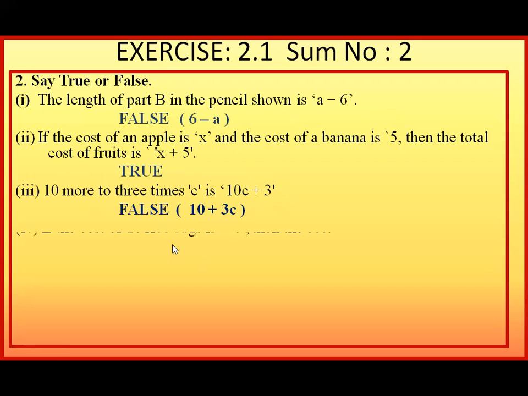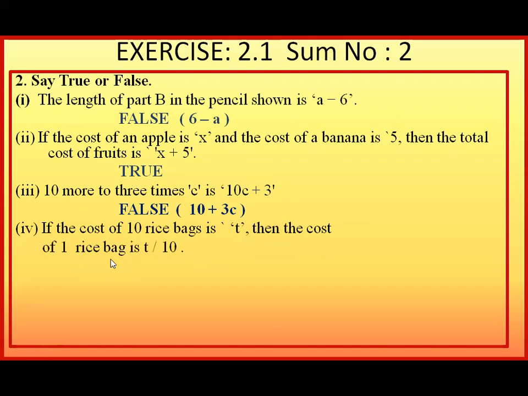So it is false. If the cost of 10 rice bags is t, then the cost of 1 rice bag is t by 10. So the cost of 10 rice bags is t and the cost of 1 is t by 10. It is true. The product of q and 20 is 20q. It is true. 20 into q can be written as 20q.